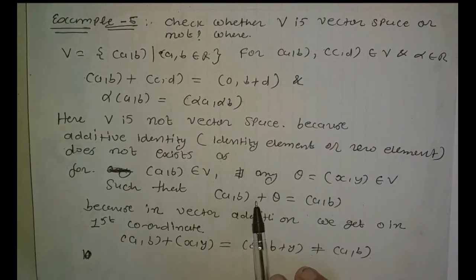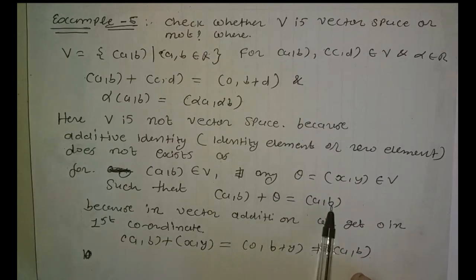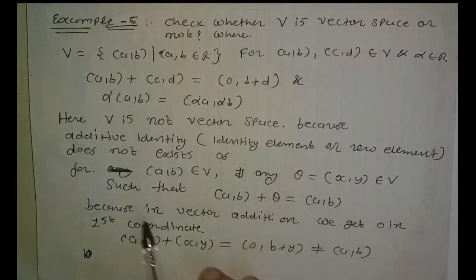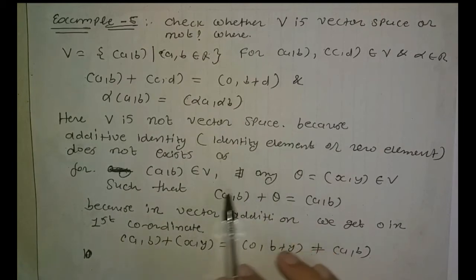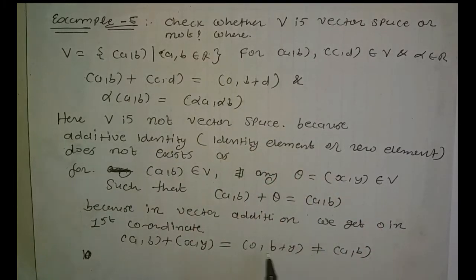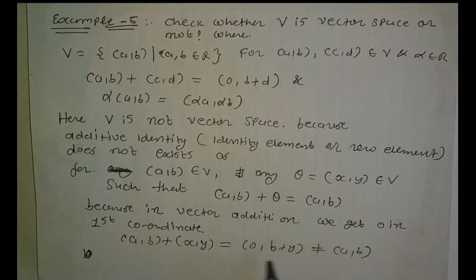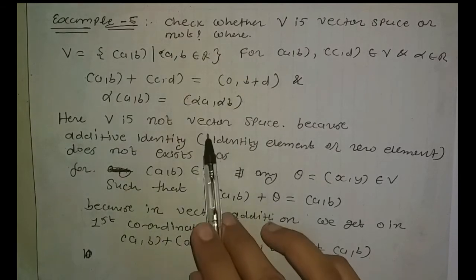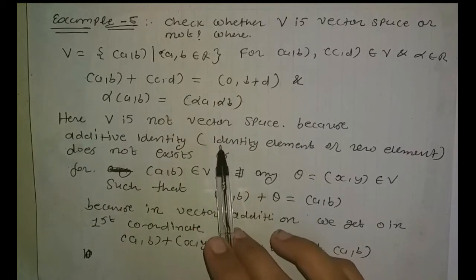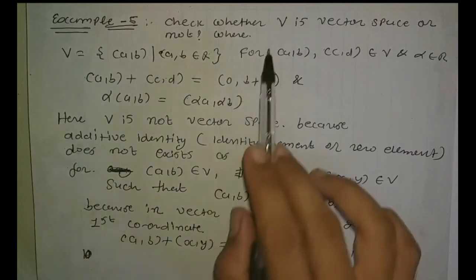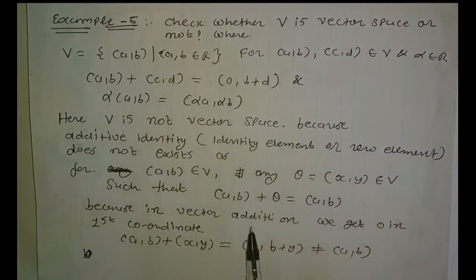such that vector ab plus theta is equal to ab, because when we get the vector addition of these two vectors ab plus xy, the first coordinate will become 0. So that does not equal vector ab. If we consider a non-zero one, then these both are not the same. So the identity element for this binary operation does not exist. So V is not a vector space with the given binary operation.